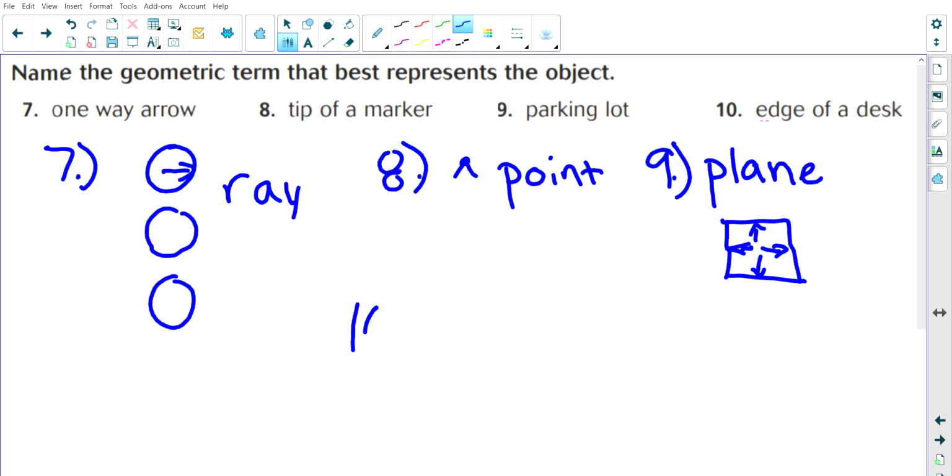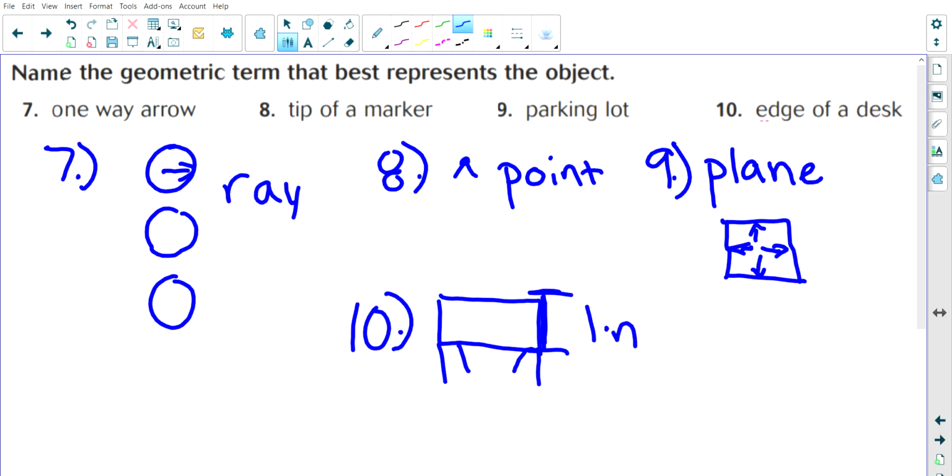All right, number 10, the edge of a desk. So let's think about a desk and just the edge of it. What would that be? A line segment, or a ray? Well, I don't see that it's continuing in all directions. I see it has stopping points, 2 endpoints to it. So would that be a line or a line segment? That would be a line segment.